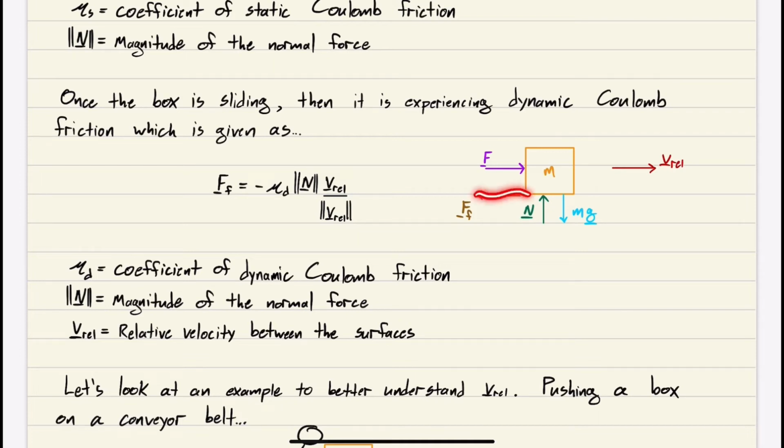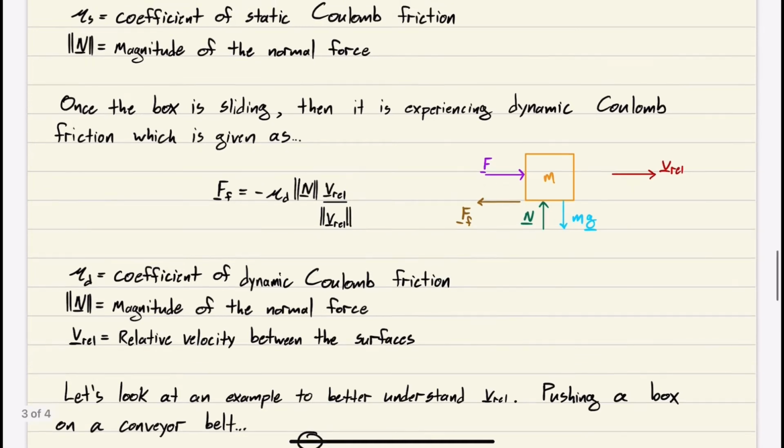Because the force of friction is always going to oppose motion, right? Friction never aids in pushing the box forward. The force is never going to point this way if the box is moving this way. If the box is moving this way, friction is pointing in the opposite direction. If the box were moving the other way, friction points in the opposite direction. It's always pointing opposite to the velocity, the relative velocity of the box with the other surface it's sliding with respect to. All right, mu sub d, the coefficient of dynamic Coulomb friction.